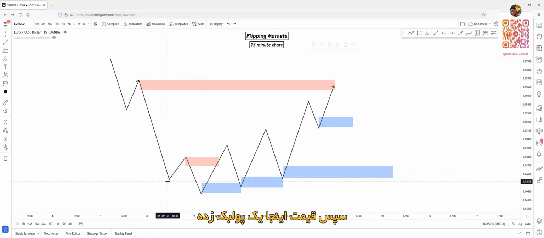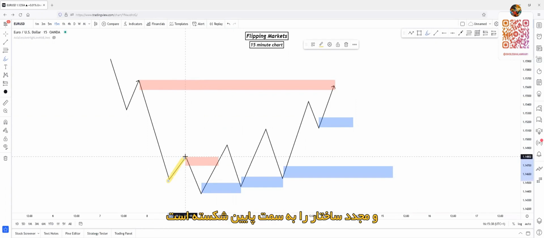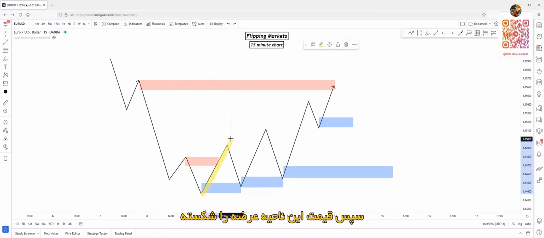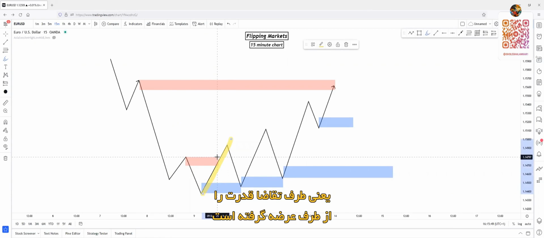Okay, after this, price created this pullback here, and after this pullback, broke structure to the downside again. This means we will have another supply zone, which is right here. After this, price broke through this supply zone, so this means demand took over control from supply.